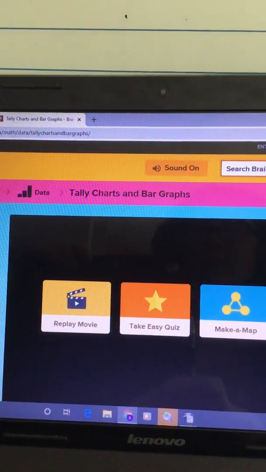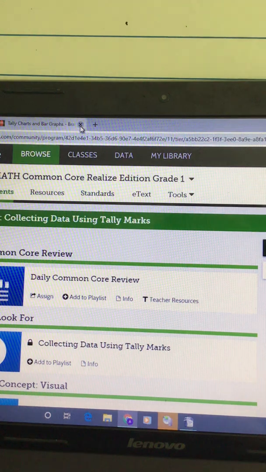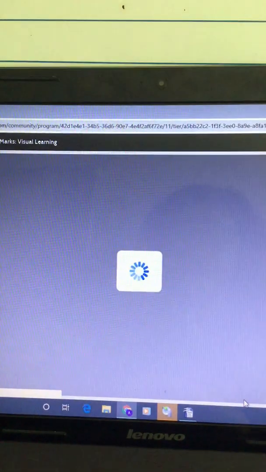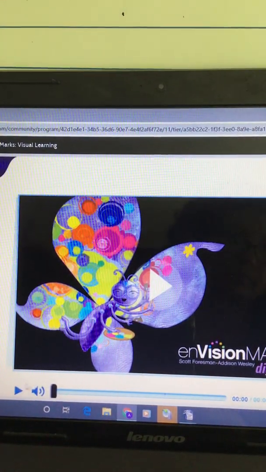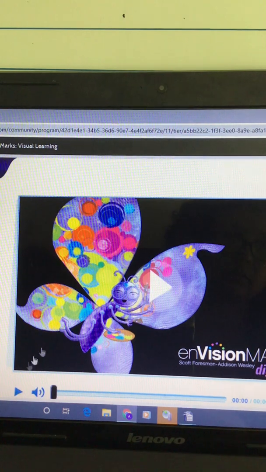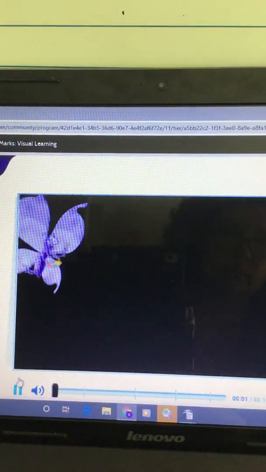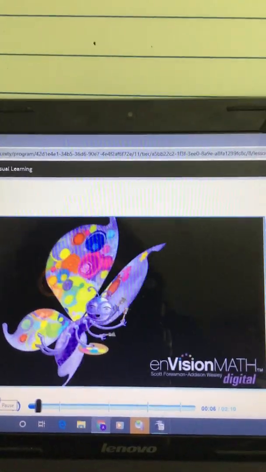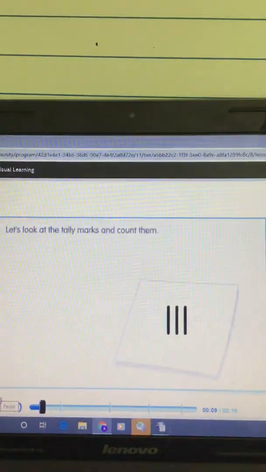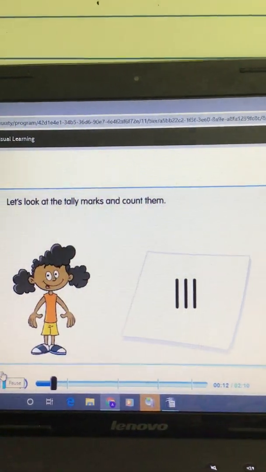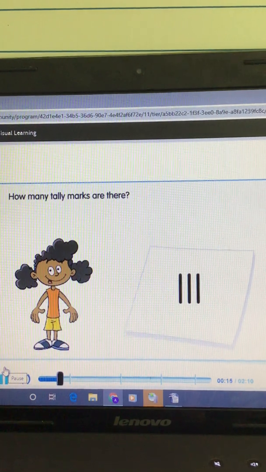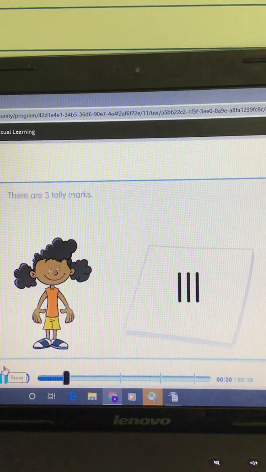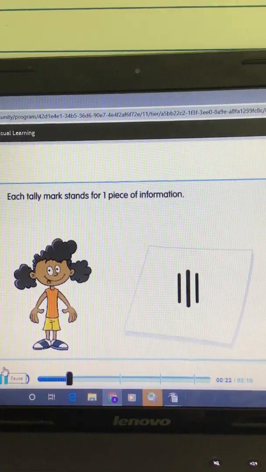Okay, so let's see if we start our math work over here, what we can talk about with tally marks today. Let's look at the tally marks and count them. How many tally marks are there? There are 3 tally marks. Each tally mark stands for one piece of information.